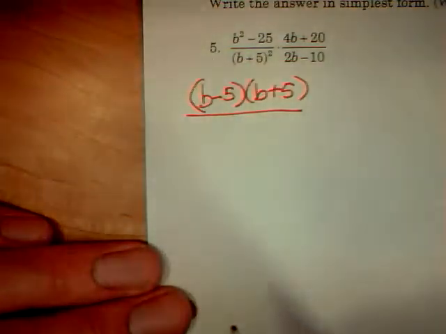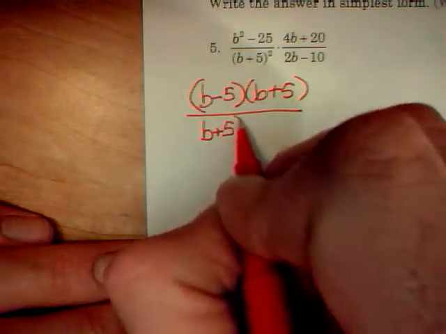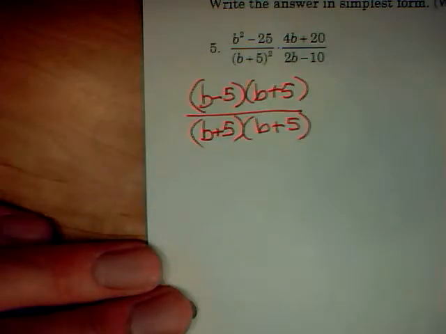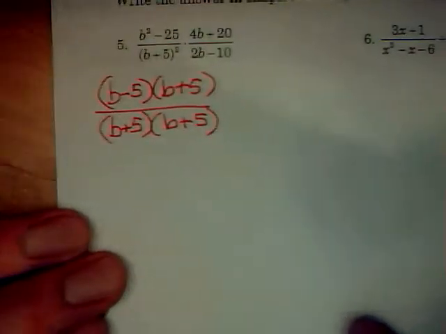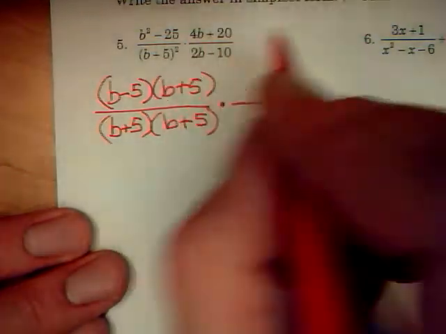And we should be getting very good at factoring that. In the denominator, we've got b plus 5 squared, which is already factored. I'm just going to write that as two separate factors for canceling purposes later. And then we multiply by the second fraction.